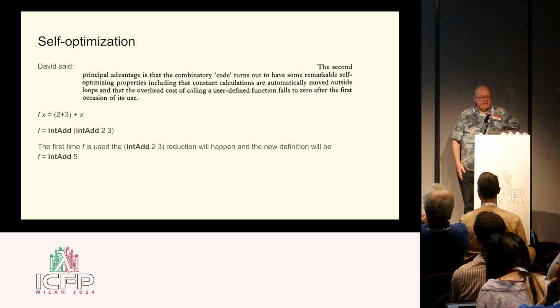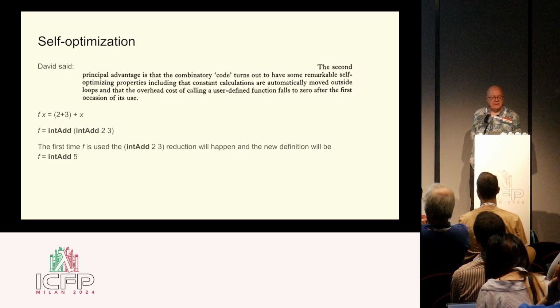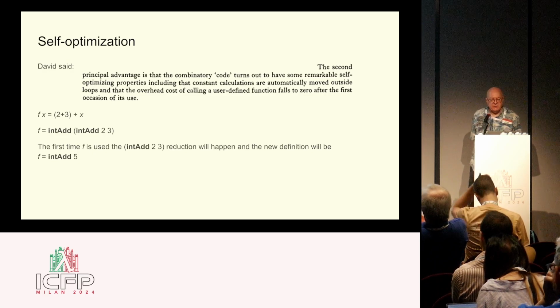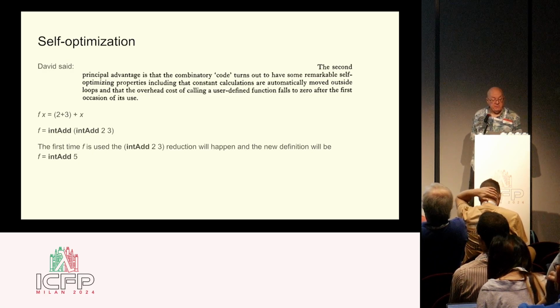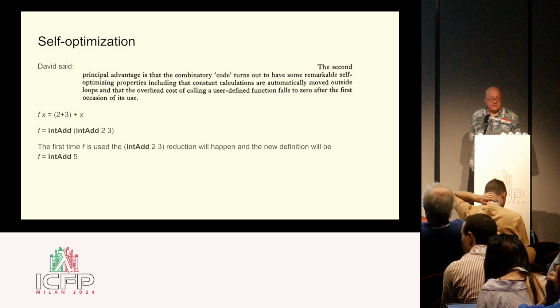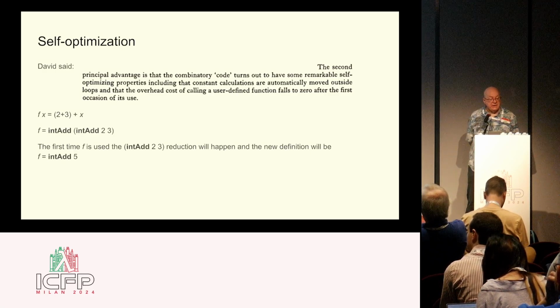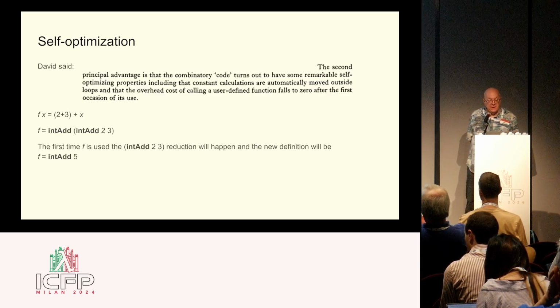So here's a cool thing that David Turner pointed out in his paper already. I can read: the second principal advantage is that the combinatory code turns out to have some remarkable self-optimizing properties, including that constant calculations are automatically moved outside of loops, and that the overhead of calling a user-defined function falls to 0 after the first occasion of its use.